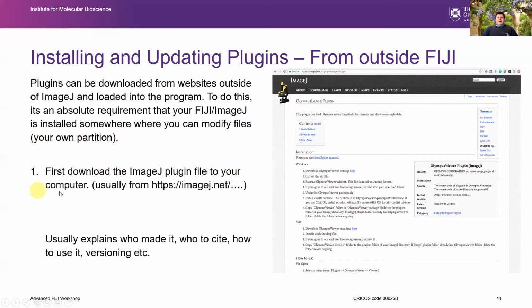So firstly, you're going to download the plugin file to your computer. Usually the wiki page will explain who made it, how to cite that plugin, how to use it, what version, when it was last updated, etc.